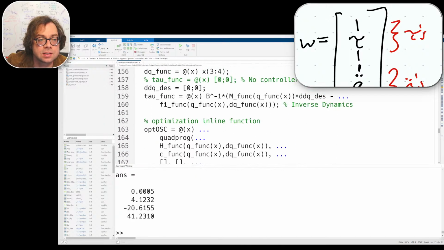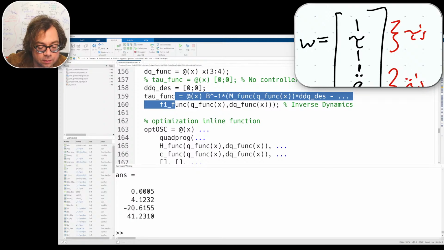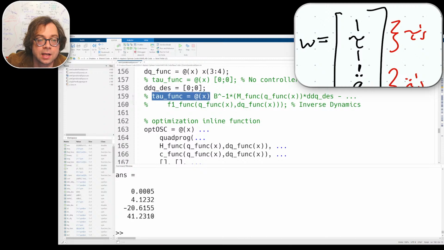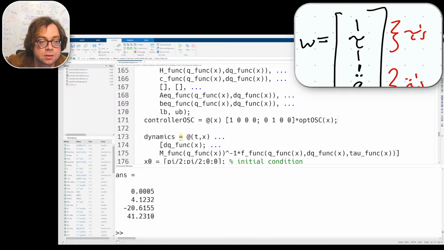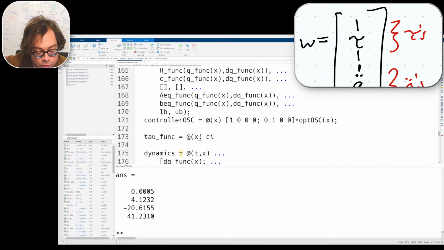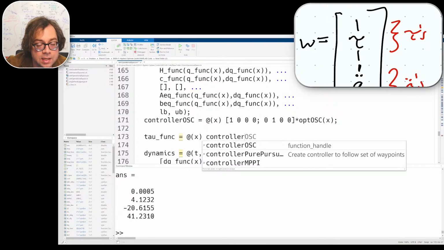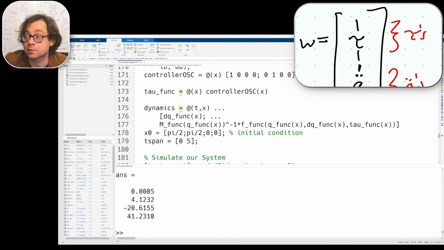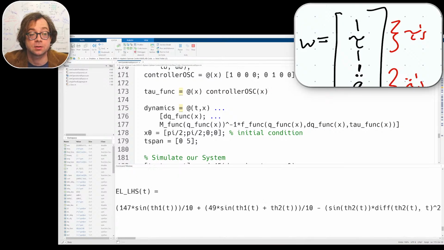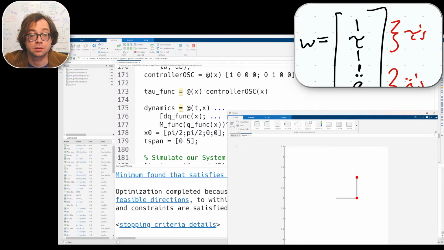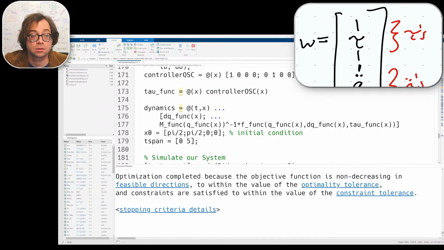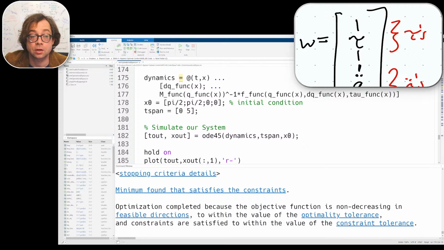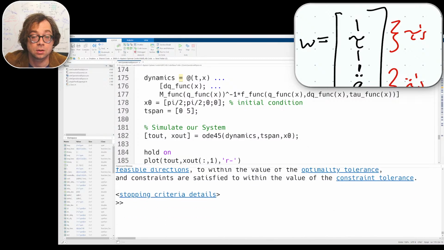If instead of saying our tau func is this function, I'm going to say instead our tau function is just running controller OSC with X. This should run my dynamics by running a whole bunch of quadratic programs. Oh my gosh, this might work. Indeed it did. Oh my goodness, friends. Oh my goodness.